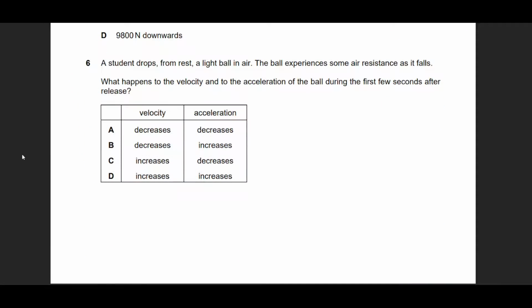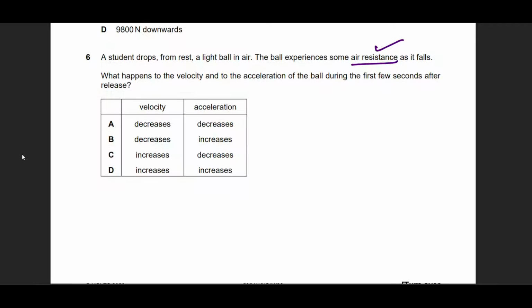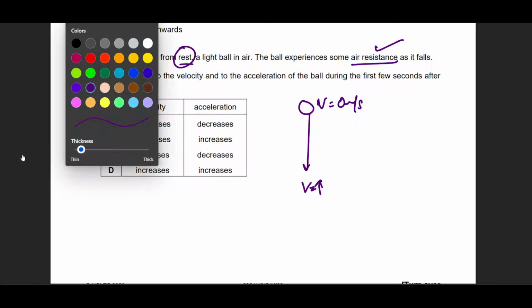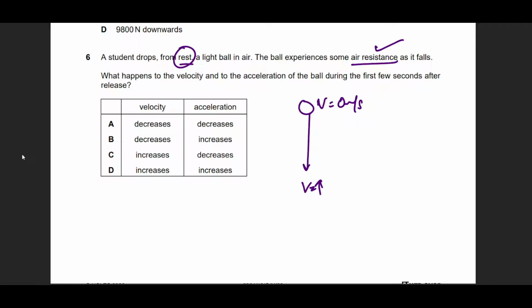Question number 6, again from terminal velocity and free fall. He says the object experiences air resistance, so air resistance is present. What happens to the velocity and the acceleration of the object? Now, if you release the object from rest, as it starts falling down, its speed will increase. That's for sure. The speed initially is 0 meters per second because it is at rest. When it starts falling, its speed increases, so for example at this stage the speed is 37 meters per second. So the velocity increases. Options A and B were not possible.